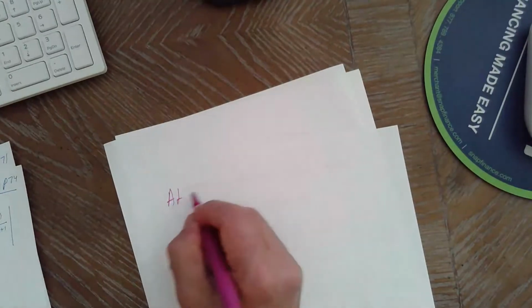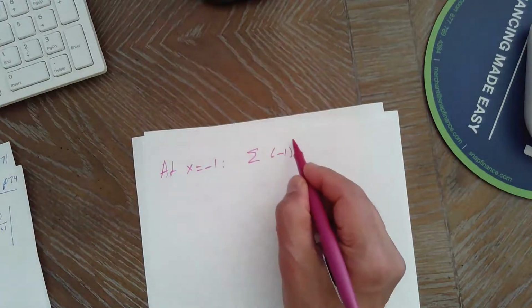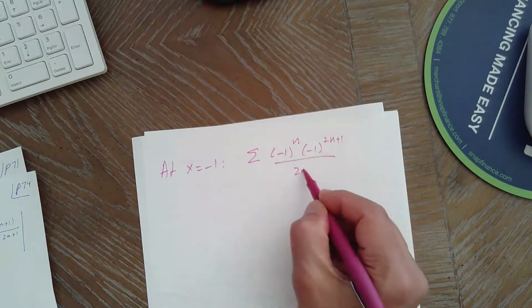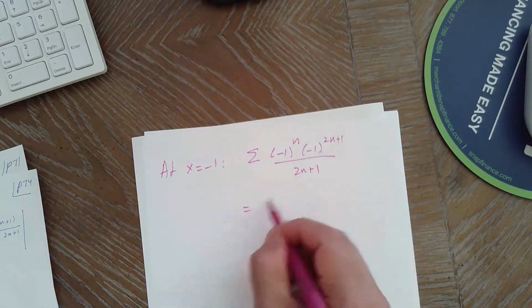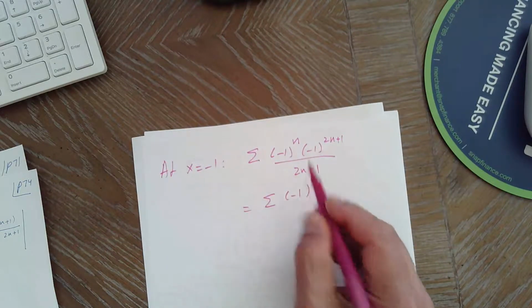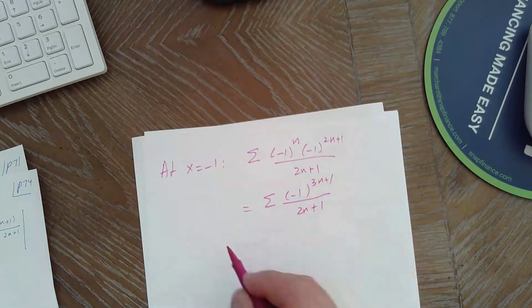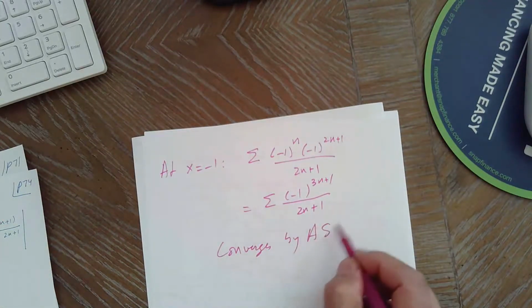So what about at the endpoints? What about at x equals negative 1? We always have to check those if we have an interval, okay? So at negative 1, we get sigma negative 1 to the n, negative 1 to the 2n plus 1, over 2n plus 1. I plugged it into the original, which is negative 1 to the n plus 2n plus 1, that is 3n plus 1, over 2n plus 1. This converges by the alternating series test.